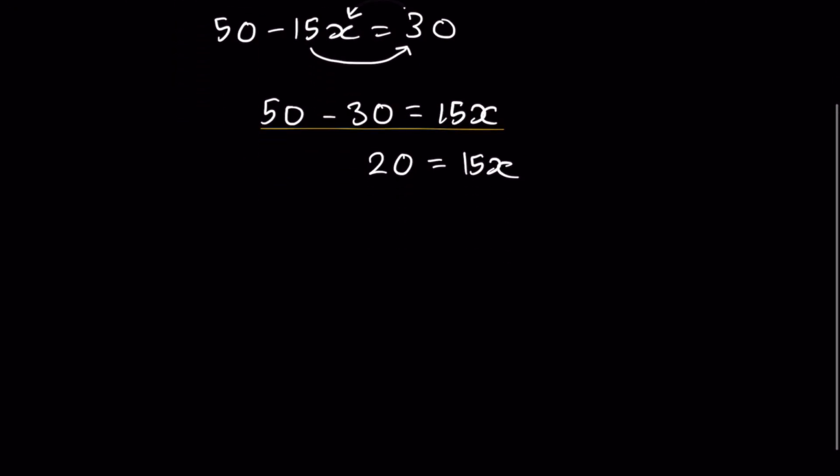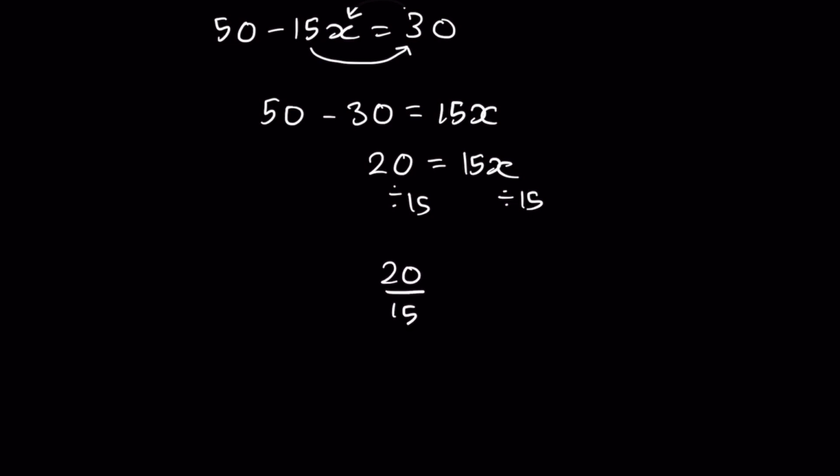Then to get x as the subject, you divide 15 on both sides. So you get 20 divided by 15 is equal to x. You can simplify this by dividing it by 5. So you would get 4 and 3. So the answer will be x is equal to 4 divided by 3.